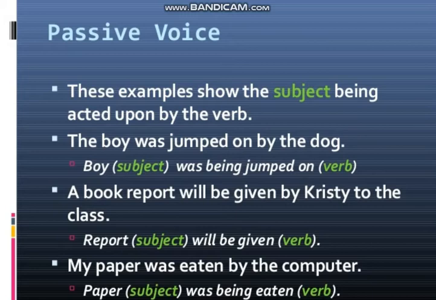A book report will be given by Christy to the class. Here the main focus is on a book report, which is the subject, which will be given by Christy. So here we have no concern with who would give the book report. The main focus is that a book report will be given. My paper was eaten by the computer. Paper is the main focus, or the main subject, in this sentence. So all such sentences are in passive voice, where the subject is the receiver of an action, or is passive in a sentence.